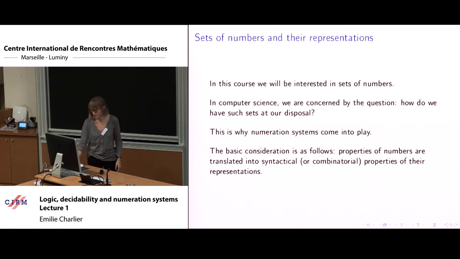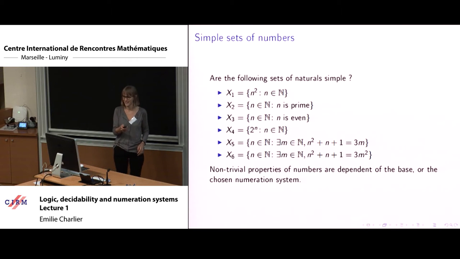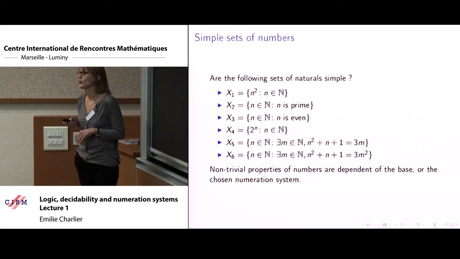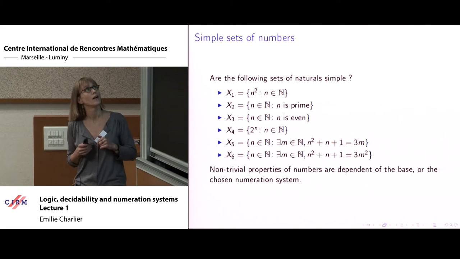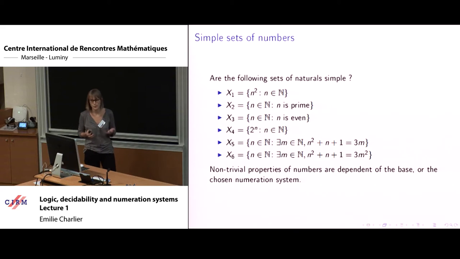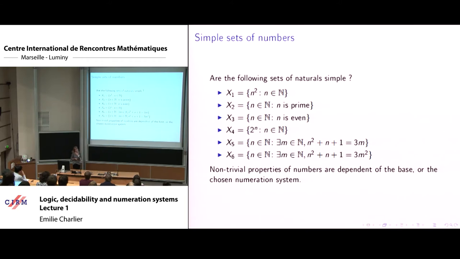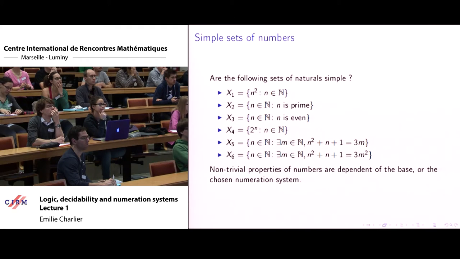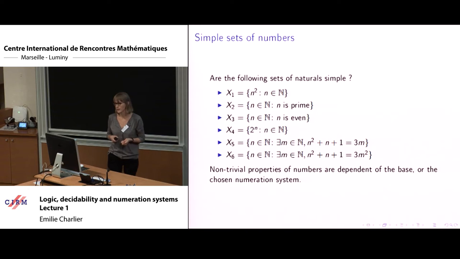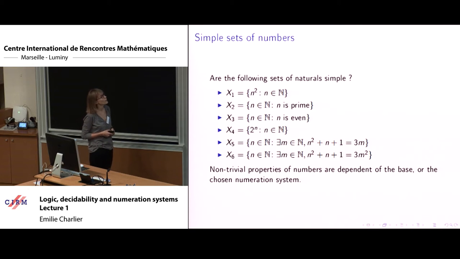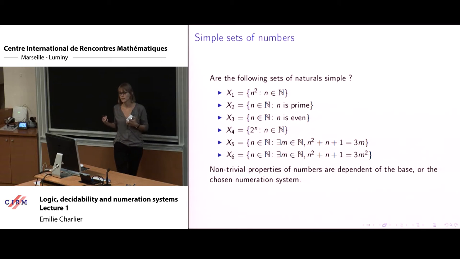Okay, so I just listed a number of sets of integers, very easy ones: squares, prime numbers, even numbers, powers of two. Then you can do a little more complicated relation with numbers with equations. So I put x5 and x6. In fact, if you look into x5, it's an easy set since it's in fact ultimately periodic. You just have to see it by writing down the conditions. And so we can ask, what does it mean to be a simple set of numbers?